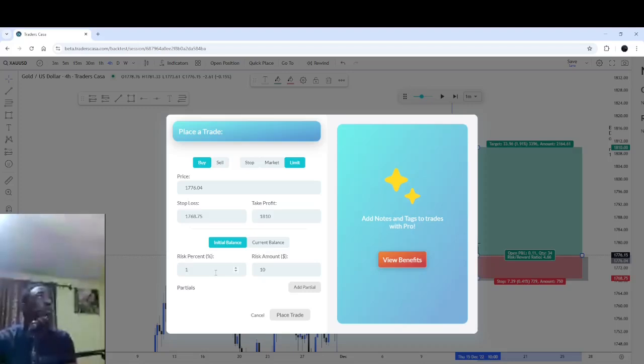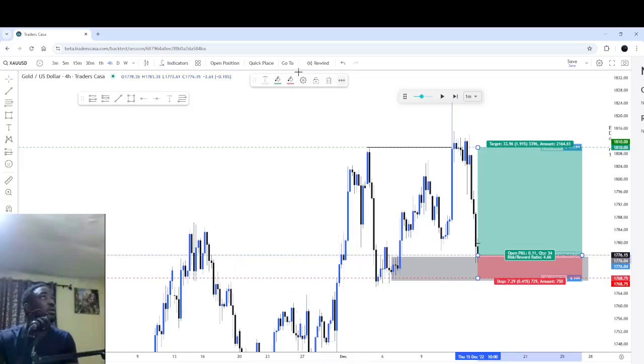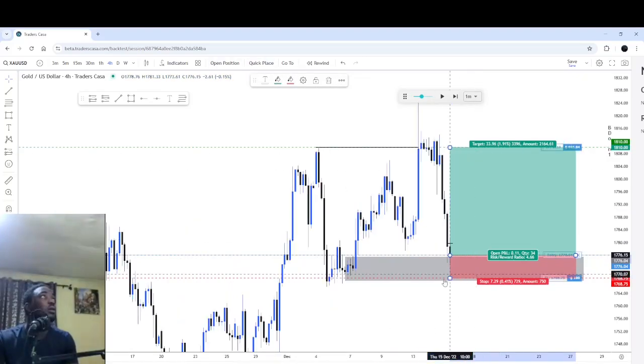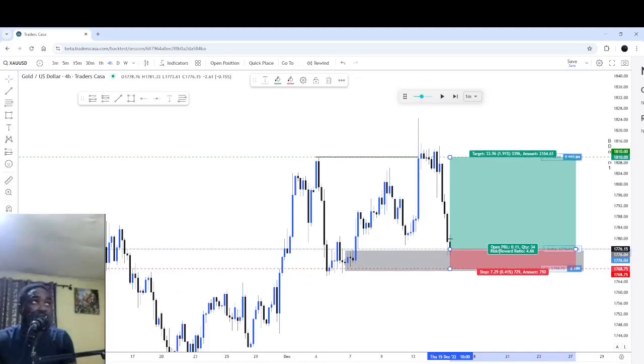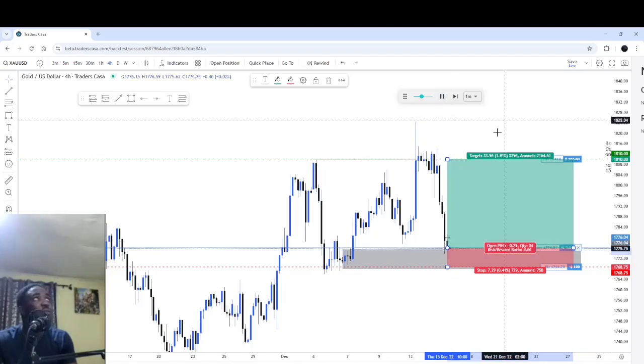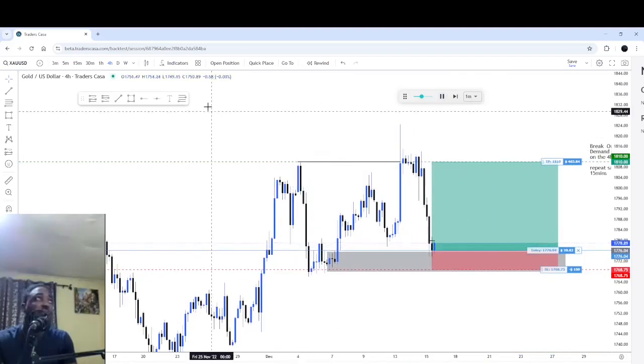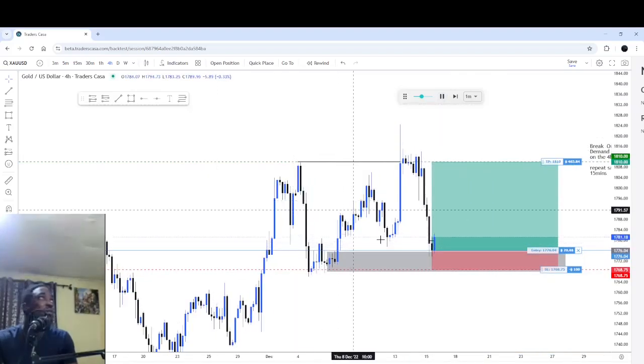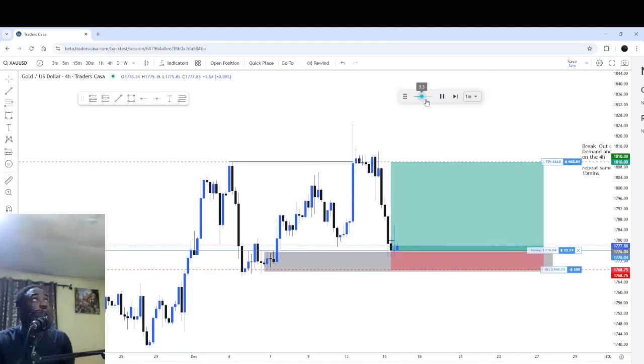Let's do it at 10%. This is very risky, but when you know what you are doing and you've backtested it, it works. Price is shooting up.